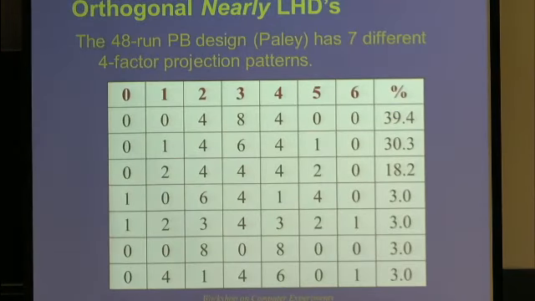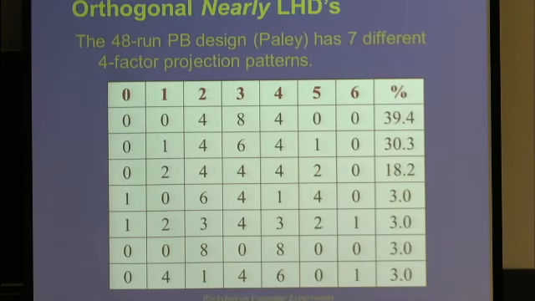A little bit about 4-factor projections. What I know is largely empirical. I haven't been able to prove a whole lot about this. I've spoken to some people who I think do know a lot more about this, and they haven't been able to tell me a great deal more about it. Anyone who does know, I'd be very interested to hear.